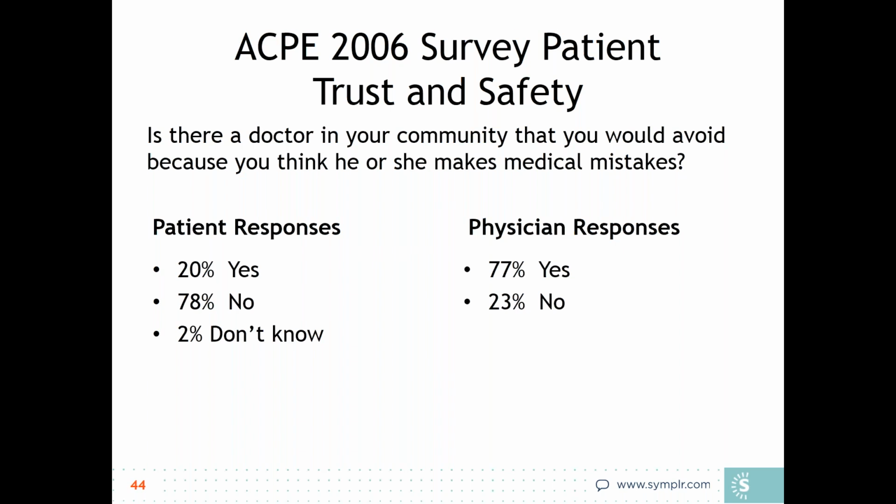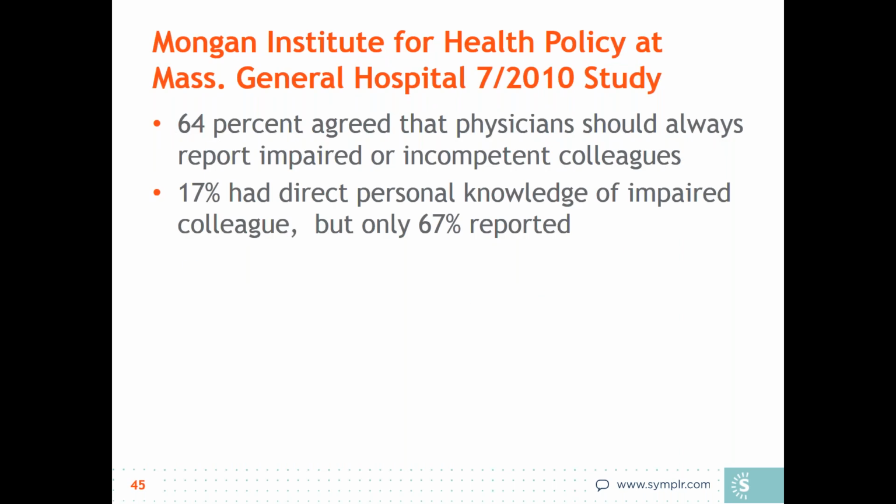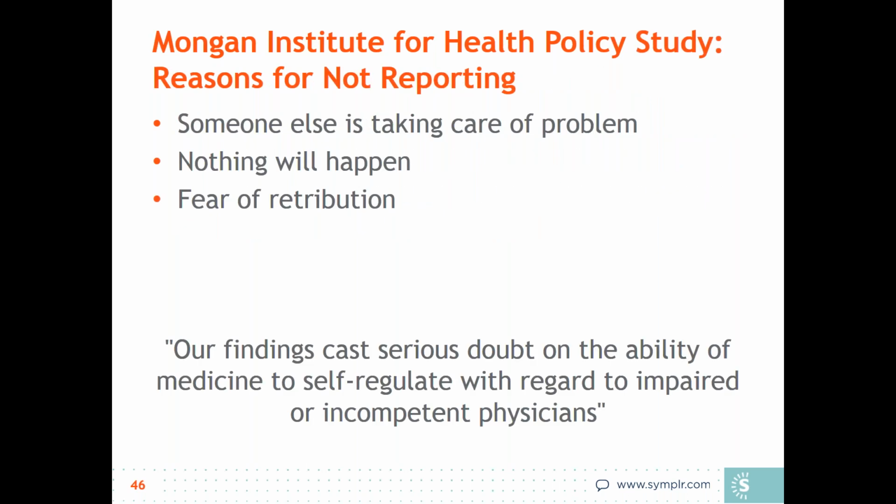That's pretty significant. The Mongan Institute for Health Policy at Massachusetts General Hospital did a study in 2010. This was on whether or not people thought that they should report impaired colleagues. Well, 64% agreed that physicians should always report their impaired or incompetent colleagues, which is better than half. 17% of the people surveyed had direct personal knowledge of an impaired colleague, but out of those 17%, only 67% of them reported. And the reasons they gave for not reporting were that someone else is taking care of the problem, or nothing is going to happen if I report, or maybe fear of retribution.